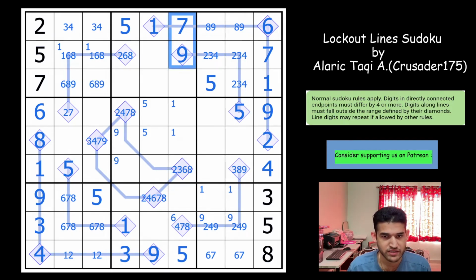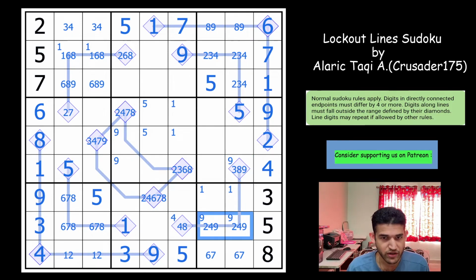7 is not here, right? This is 4 or 8. And for some reason there is a corner pencil mark of 6 here. It's not possible. This is 4 or 8. Now this could be 8 and this could be 4. 9 and 4. 9 is not possible here. This is 9, this is 4.